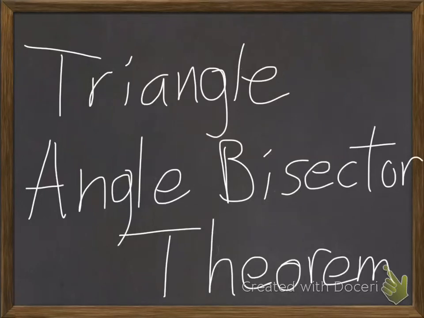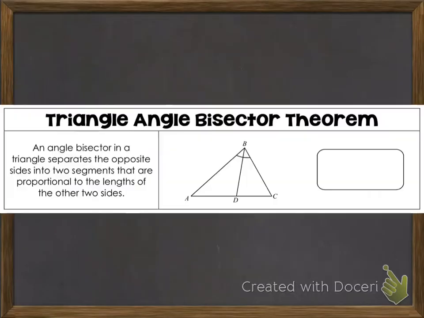Alright, so this video focuses on the triangle angle bisector theorem. So what is this theorem? This is when an angle bisector, the line right here in the middle, in a triangle separates the opposite sides into two segments that are proportional to the lengths of the other two sides. So let's break that down a bit.